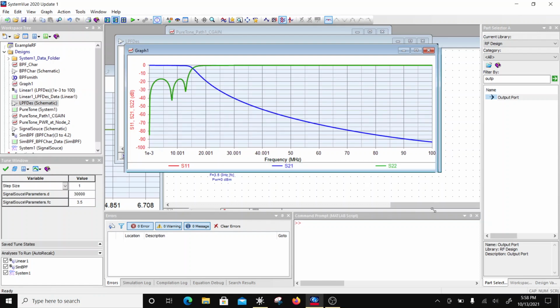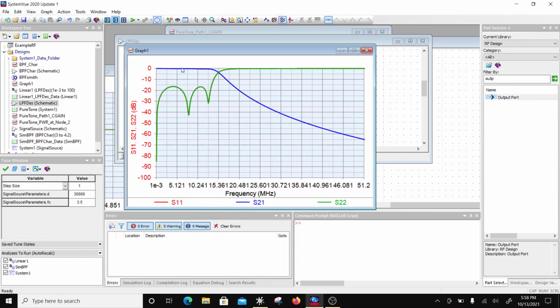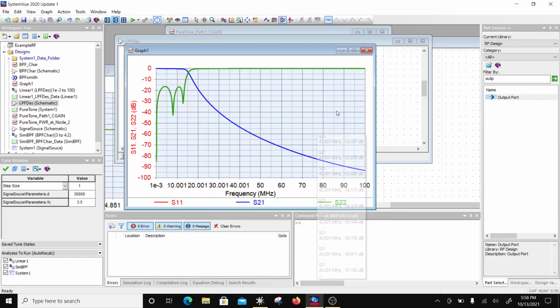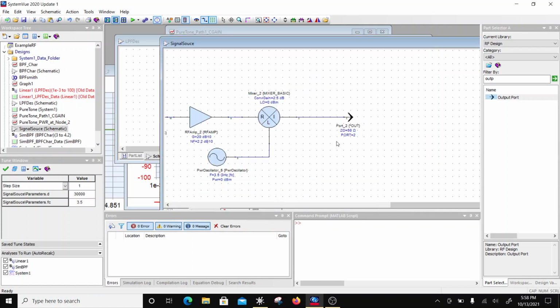So these are the characteristics of the low pass filter, right? And this will accommodate 11 megahertz. So the entire baseband would be here. Okay, so this portion is done. So I'm going to take this LPF, Control C, and I'm going to put this over here, Control V. Okay, so now we have the LPF also in the picture here.